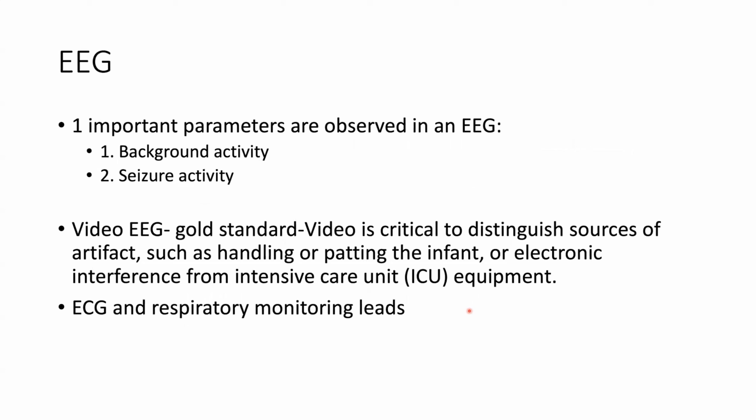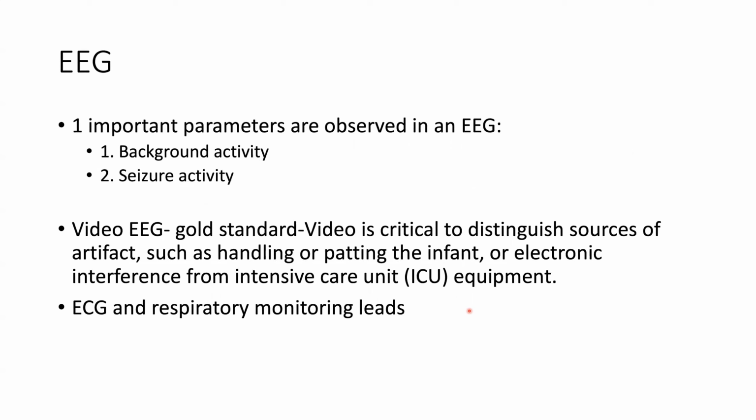So coming to EEG in the newborn period. Two important parameters are observed in an EEG. There should be two; it has been wrongly typed as one. So two important parameters are observed: one is background activity and the other is seizure activity, right? Whenever you read a newborn EEG, you should look for these two.